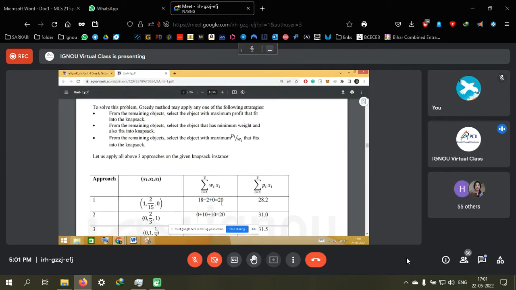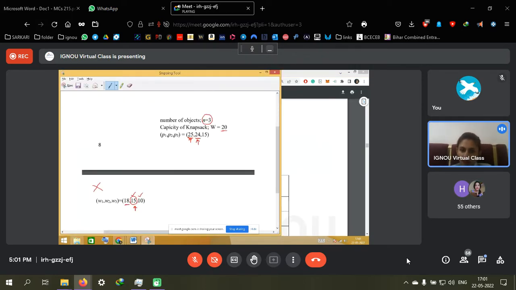Right? Now, how do we calculate the profit? How do you calculate profit? P multiplied by X. That means profit multiplied by object. So here 25 multiplied by 1, so you will get 25. Plus the next object is 2 by 15, so here 2 divided by 15 multiplied by profit. The profit value is 24.